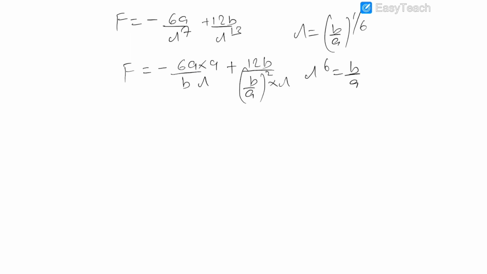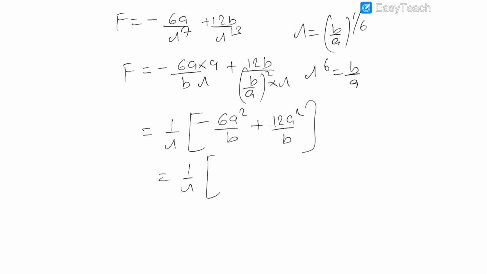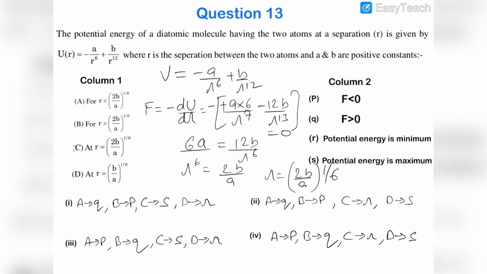and into r. So taking out 1 upon r common, it would be minus 6a square by b plus 12a square by b. So this is 1 by r and this is plus 12b, in fact this is 6b in a square by b. So f is greater than 0 obviously, for r less than (2b by a) to the power 1 by 6. So we will have the correct option Q. So we have eliminated the fourth and third options.